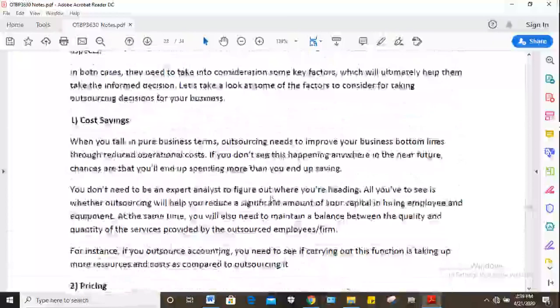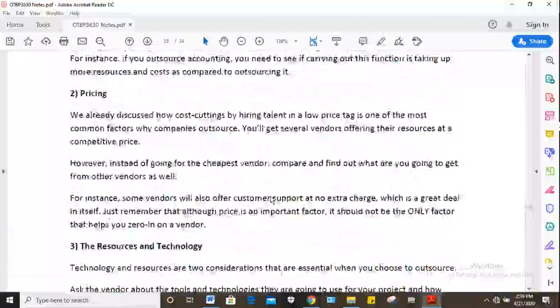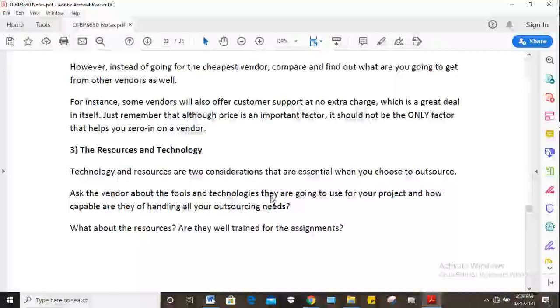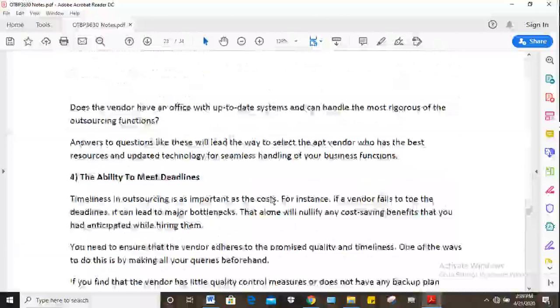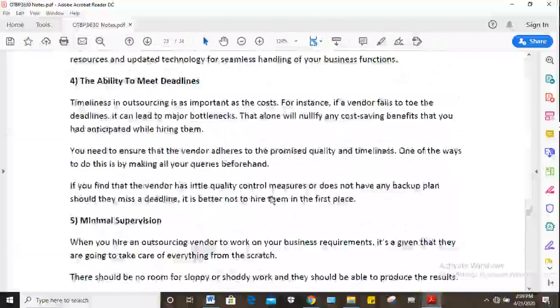So there is cost savings, the issues of pricing. Maybe you get a very good price when something is done outside of the company. Then the resource and technology, so you get exposed to good technology and resources outside the company, so that can be considered. The ability to meet deadlines: when you choose an outsourcing partner, are they able to meet the deadlines? Let's say, for example, internally you are struggling, so you might want to use an external provider who might be able to help you meet those deadlines.